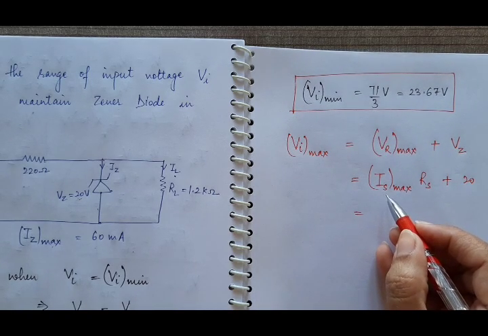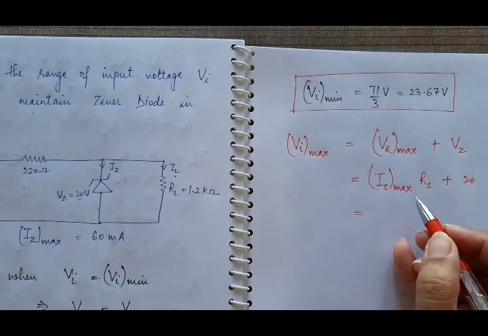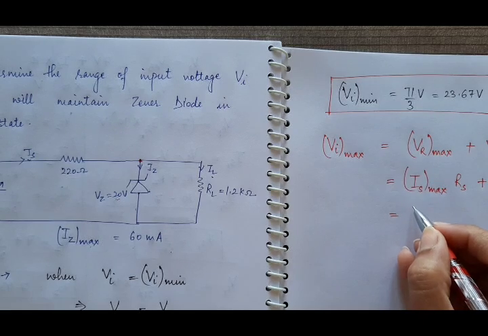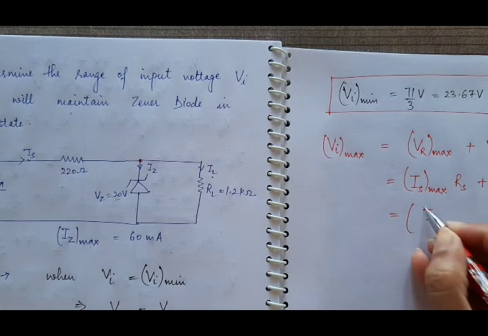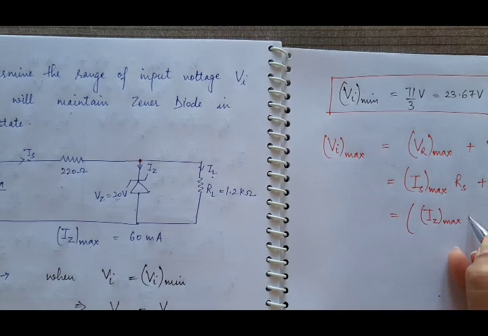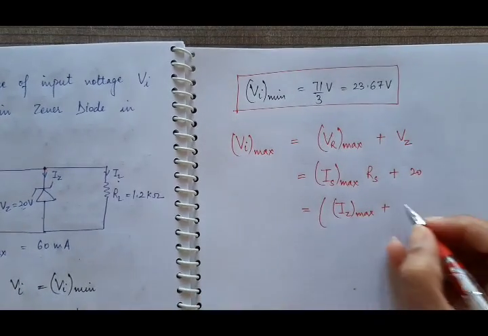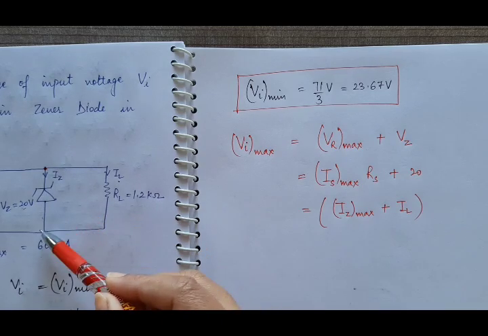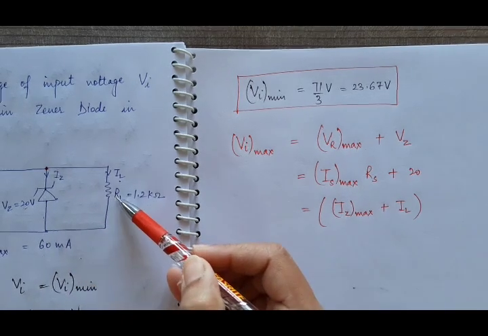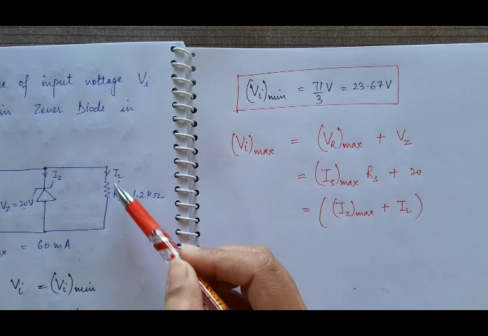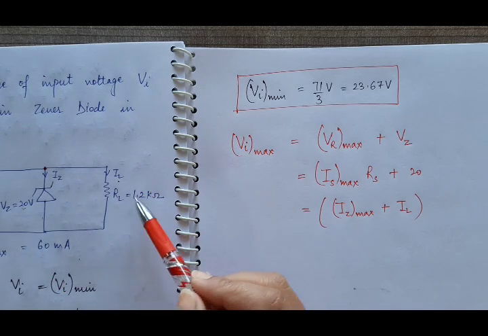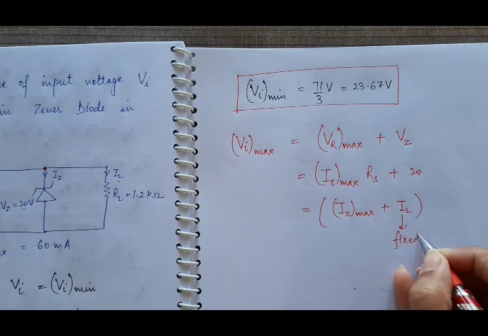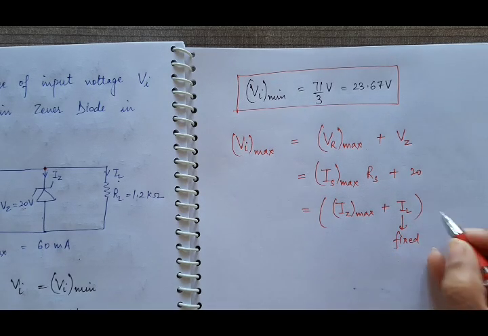So this Is max, apply Kirchhoff's current law here. So this Is max will be equal to Iz max plus IL. Why is IL fixed? Because the voltage between these two ends is fixed, that is 20 volts, and RL is also fixed. So Vz by RL is equal to IL. So as Vz and RL both are fixed, IL is fixed. That's why we have taken this Iz as maximum.